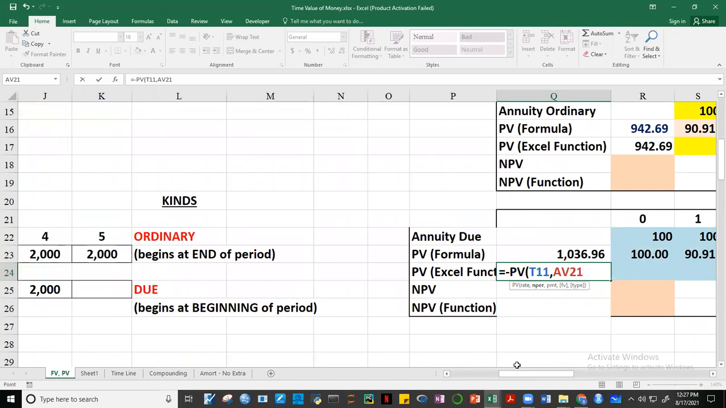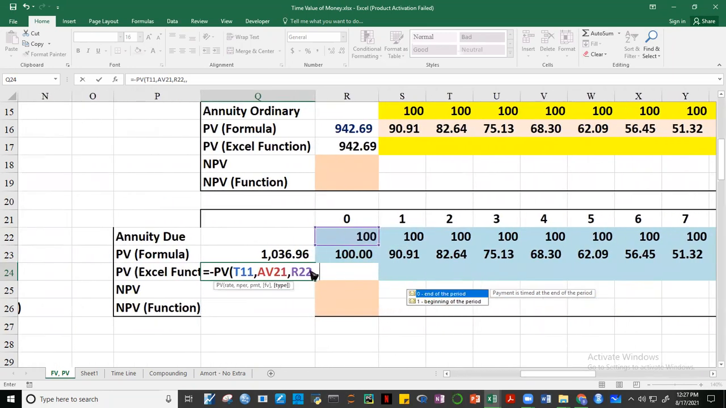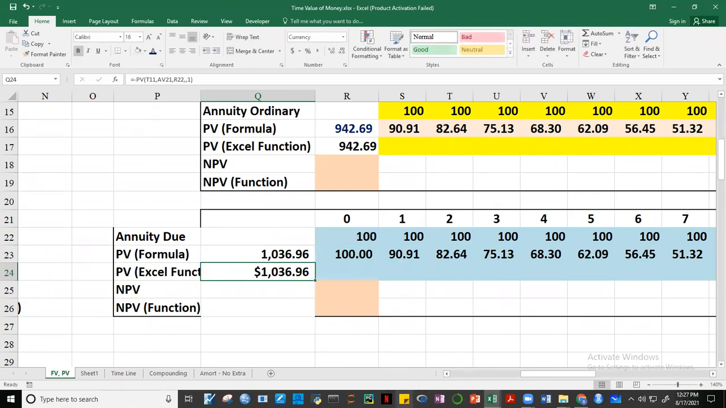Then comma, what's our PMT? It's 100. So what we're telling Excel is 100 for 30 years, no? Comma, future value. There's no future value. And then what do we use here? Since this is annuity due, guys, it should be beginning of the period, 1. Yun. So we need to enter the 1, guys, if it's annuity due. Otherwise, we will be wrong. There.